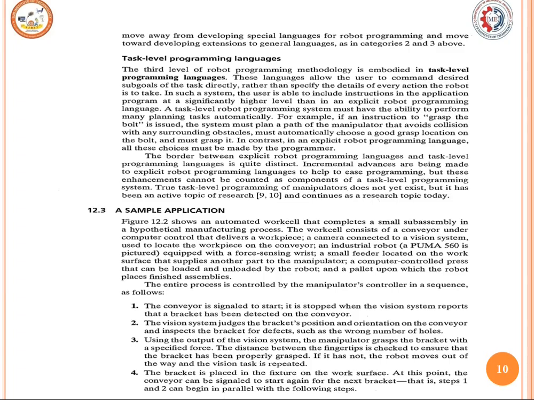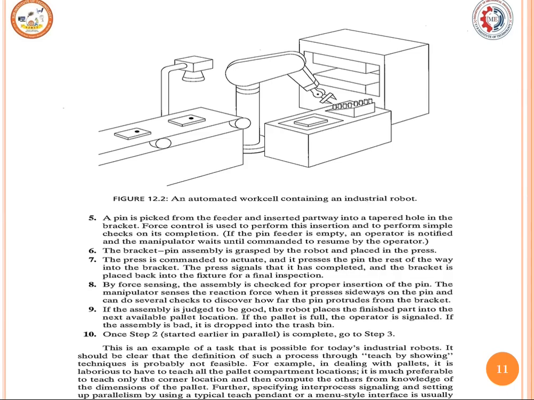Sample applications of the programming: the conveyor is signaled to start. The vision system judges the bracket position and orientation on the conveyor and inspects the bracket for defects such as the wrong number of holes. Using the output of the vision system, the bracket is placed in the fixture on the work surface. The conveyor can be signaled to start again for the next bracket. Step 1 and step 2 begin in parallel with the following steps.